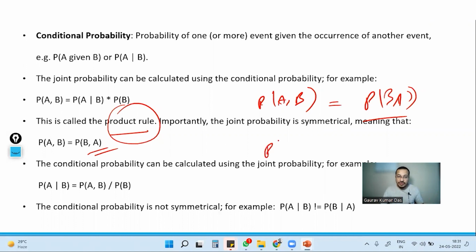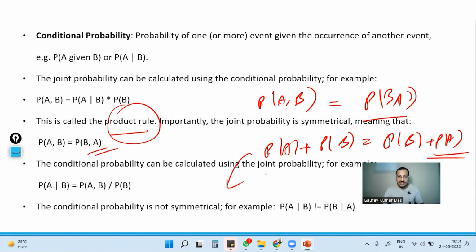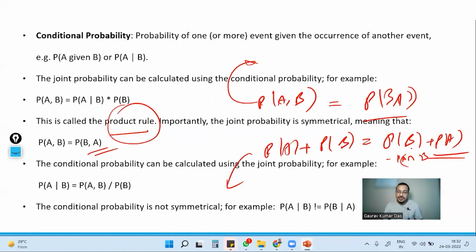Additive rule is what? Probability of A plus probability of B is equal to probability of B plus probability of A, right? And this came from mutually exclusive events, whereas the other came from dependent events. And in the additive rule, if they are not mutually exclusive, then you have to subtract the A intersection B section from the total summation of probabilities.